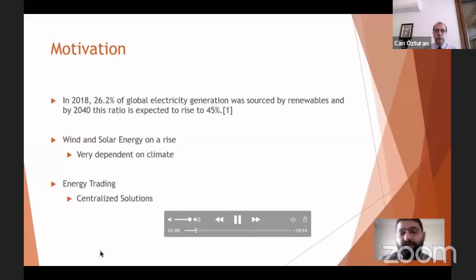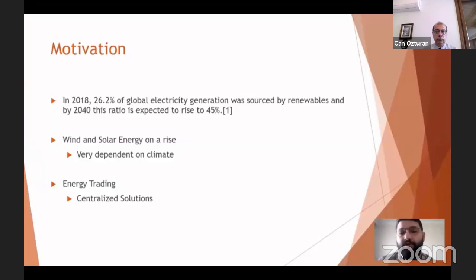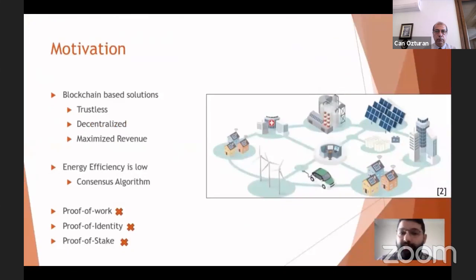Energy trading today is done by centralized solutions run by governments that trade energy on a local and national level. But blockchain-based solutions for energy trade provide a new approach to this problem. They provide trustless and decentralized energy trading platforms, and they maximize the revenue for both the government, the producers of electricity, and the consumers of electricity.